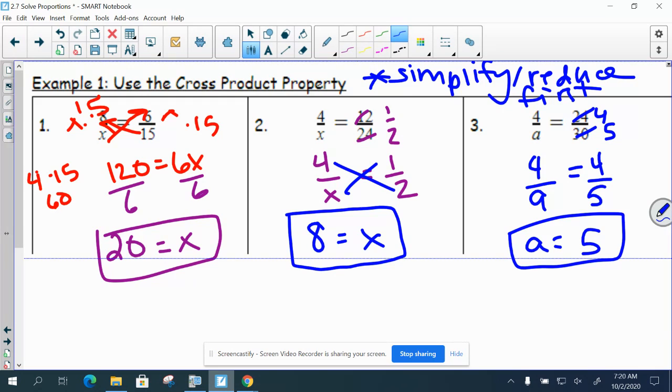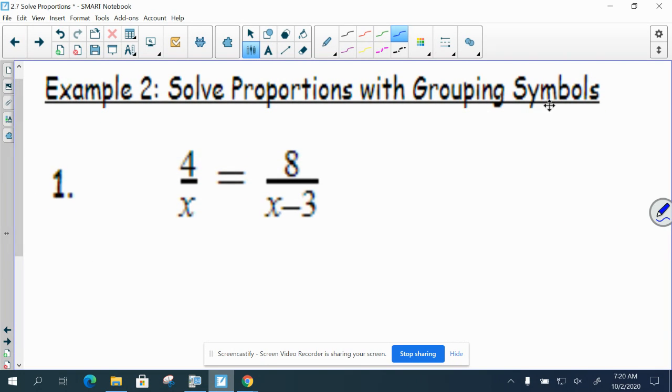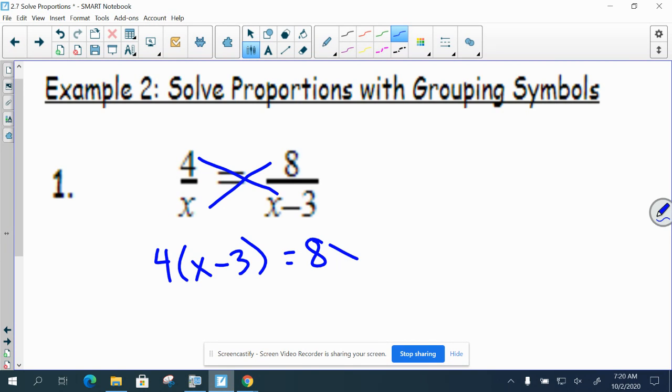All right, some more complicated equations. So, solve proportions with grouping symbols. Here, let's use the cross product. You see how you have this x minus 3 here? So we have to take 4 times x minus 3. When you do that, you have to put the x minus 3 in parentheses so that the 4 is not just multiplied by x, but it's multiplied by the whole thing. And then equals 8x. Always write the coefficient before the variable, right?